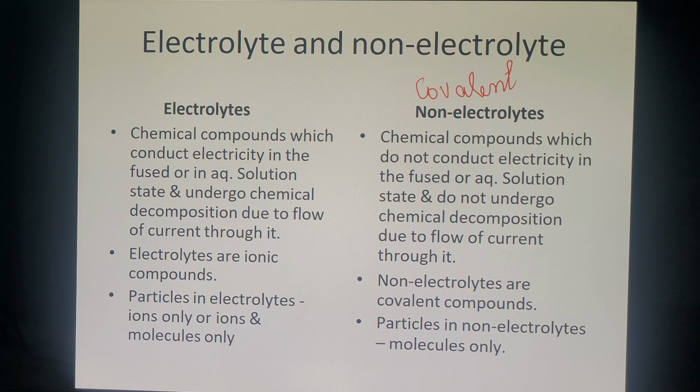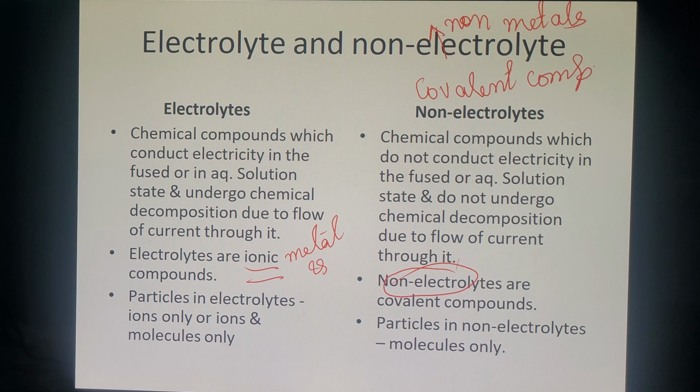What are covalent compounds? A covalent compound is always found between two or more non-metals. So any covalent compound is an example of a non-electrolyte. Am I clear? So electrolytes are mostly ionic compounds. That means there should be a metal and a non-metal combination. Next, non-electrolytes, they are mostly which type of compounds, children? They are covalent compounds. Am I clear till here?